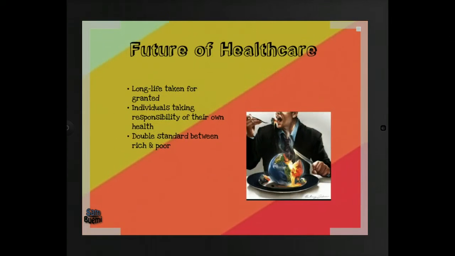So what's the future of healthcare? Long life is taken for granted today, and that wasn't the case even just 50, 60 to 100 years ago. It's becoming much more common. Go back to the aging chapter, and we know that it's becoming more common. We also know that individuals are taking responsibility for their own health more than ever before. Again, go back to the gender chapter, and we see who tends to take more responsibility: the women.